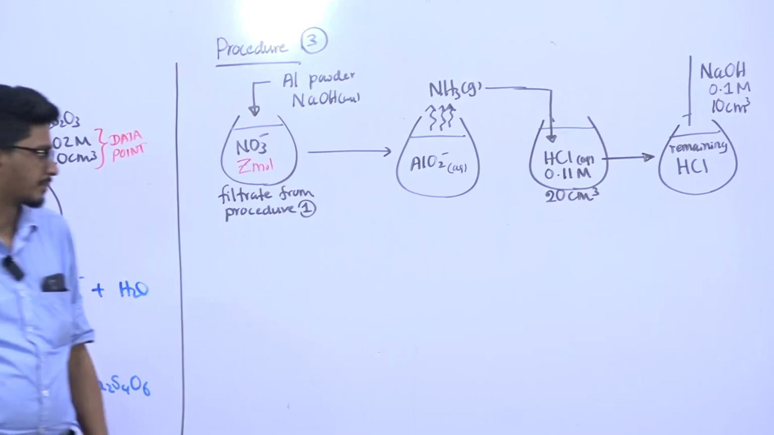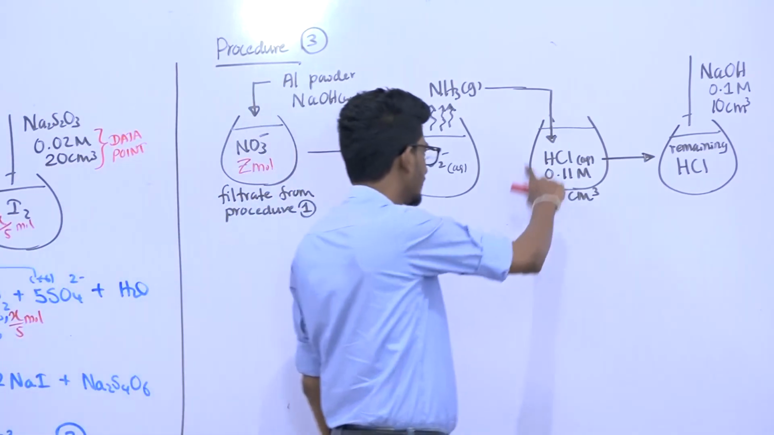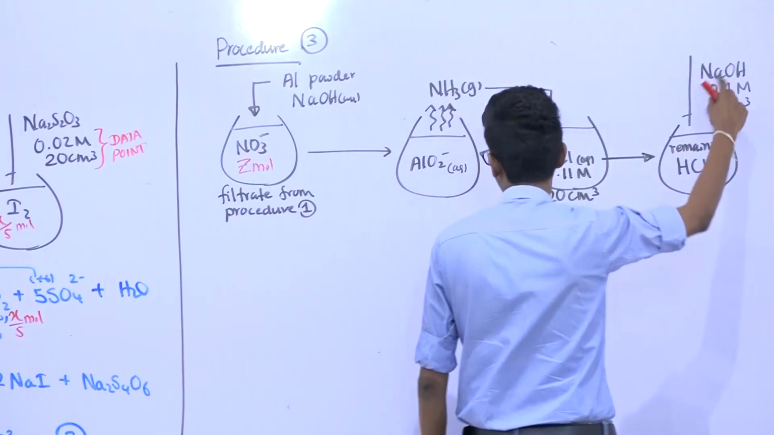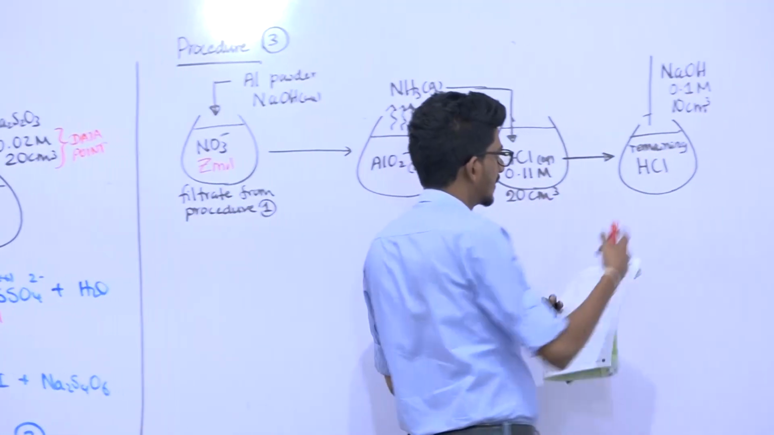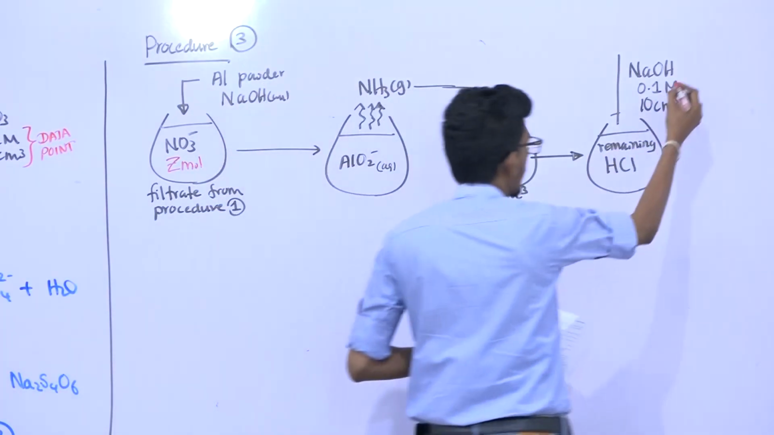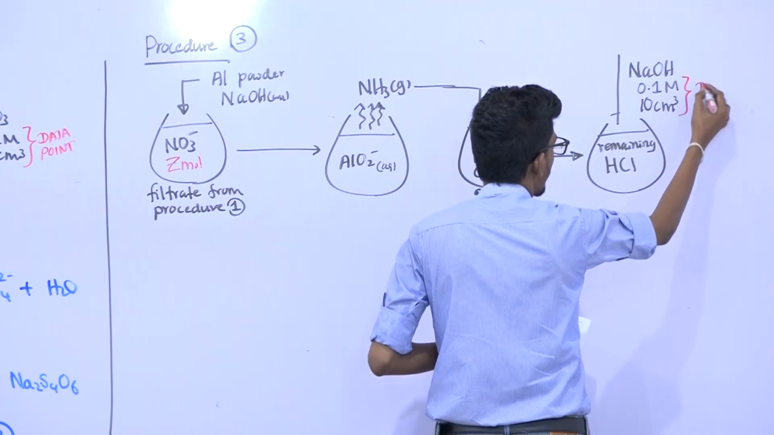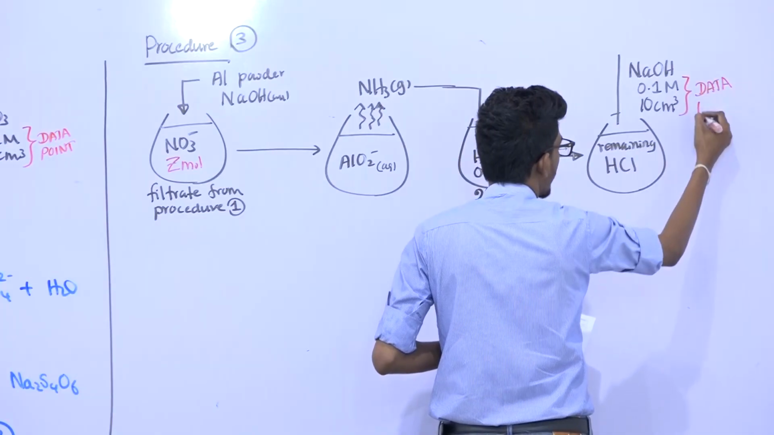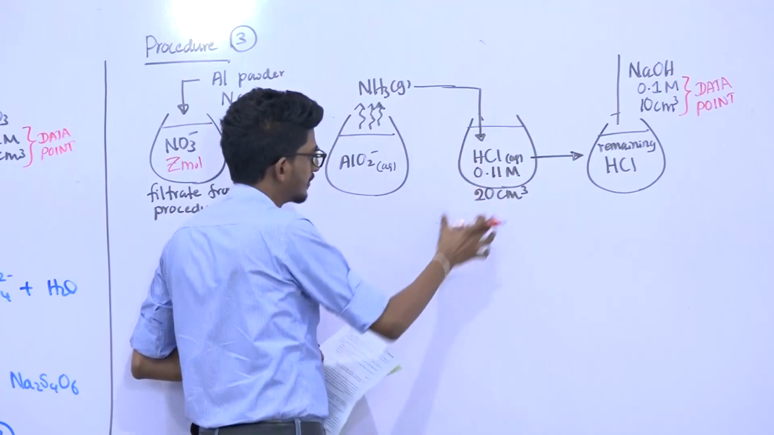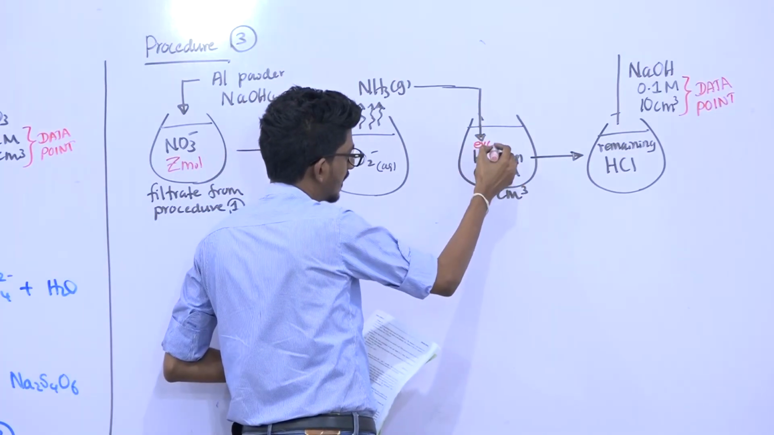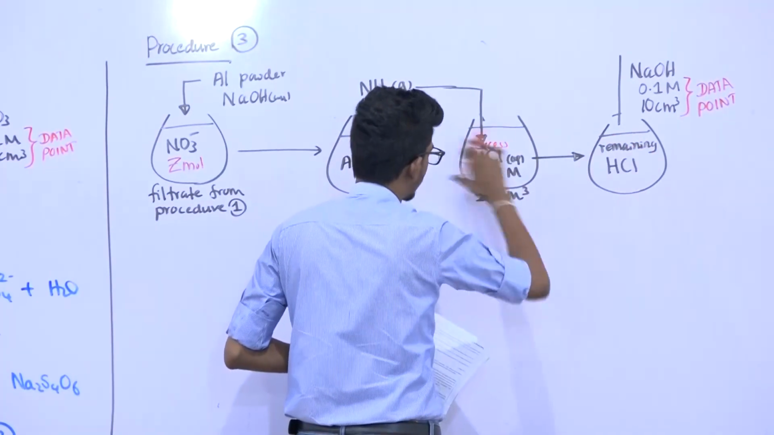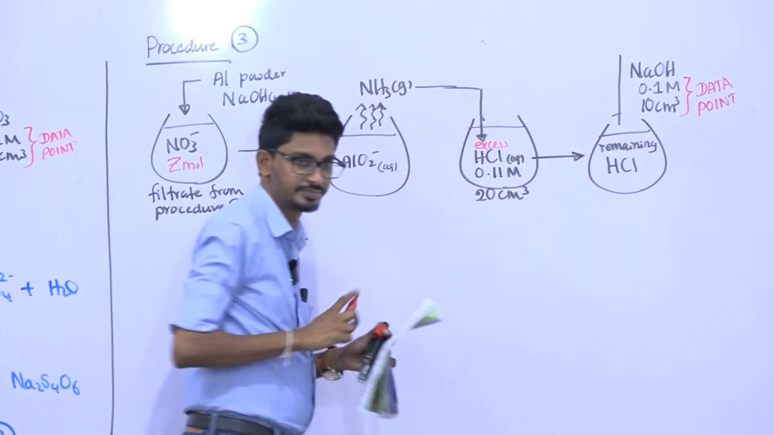Now I will give you a question. Here too, a question may come asking what the data point is. Students should always consider the titration as the data point. So actually, this HCl you have added is in excess. That is why something is remaining after the reaction of NH3 with HCl.